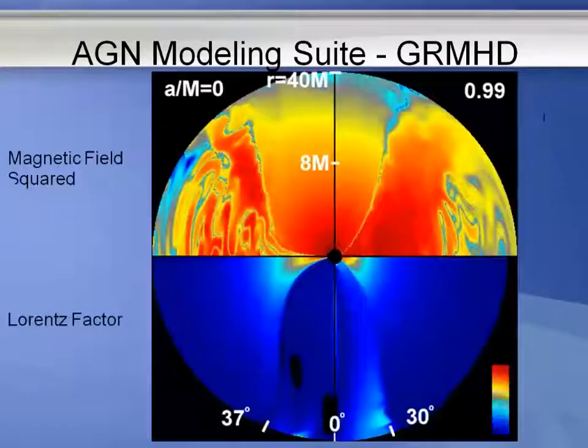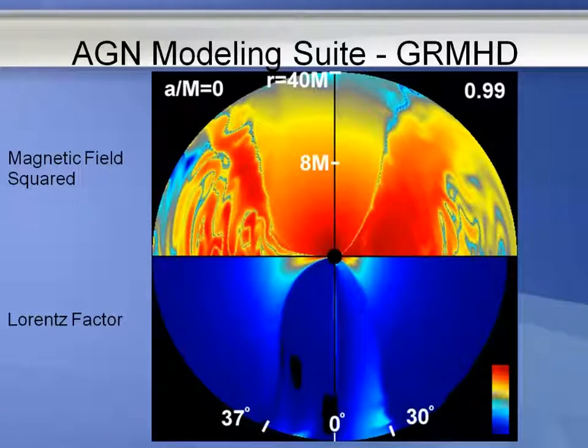Now, this is a composite picture from Hahn, which shows on the left a run done with a black hole spin of 0, and on the right a run done with a black hole spin very near 1, which would be the maximally rotating black hole. On the top, we have plotted magnetic field squared, and on the bottom, the Lorentz factor of the accreting gases. What is of interest here is first looking at the geometric considerations.